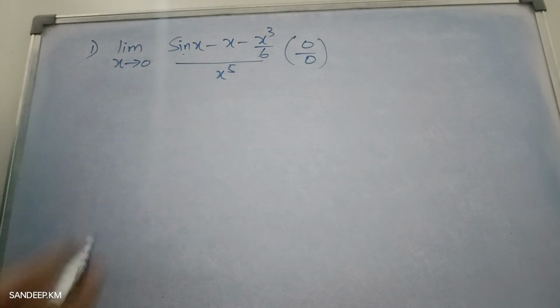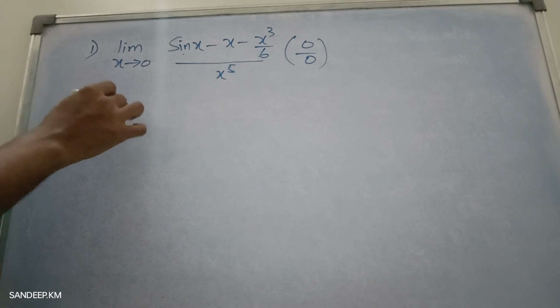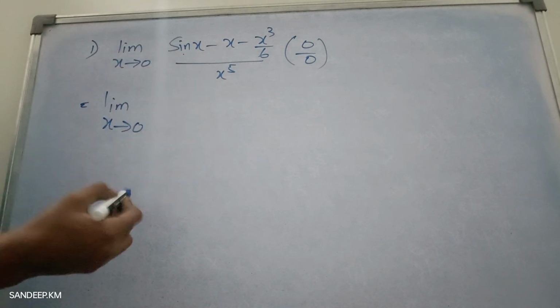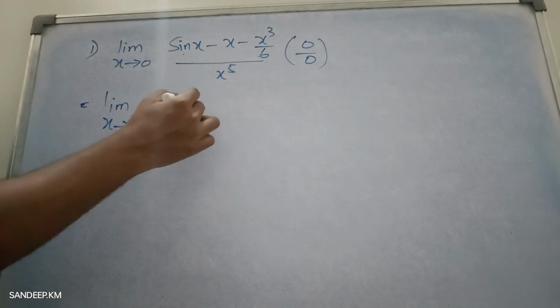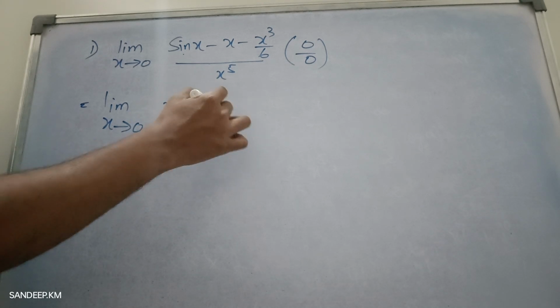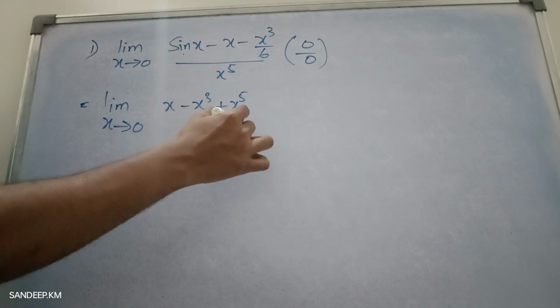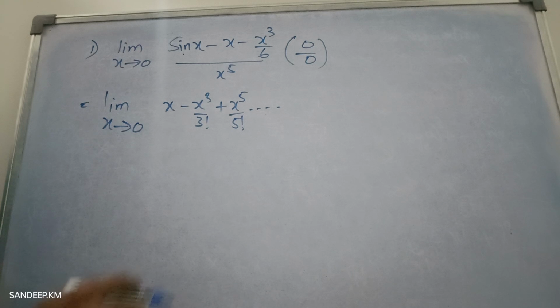Since you know the sin x expansion already, dear students, write at least 3 terms of sin x. The first term is x minus x cube by 3 factorial plus x power 5 by 5 factorial and so on. Enough, 3 terms are enough. Okay, now.